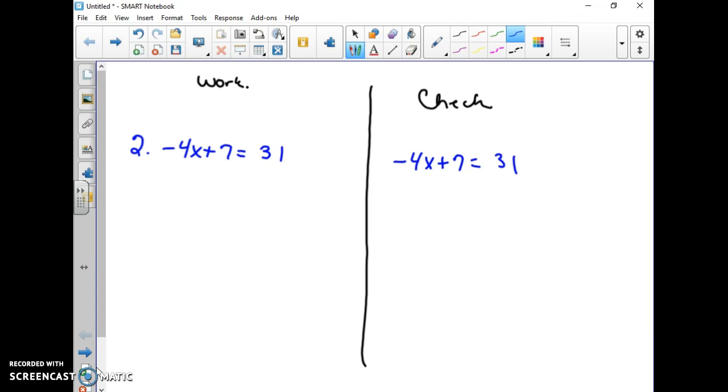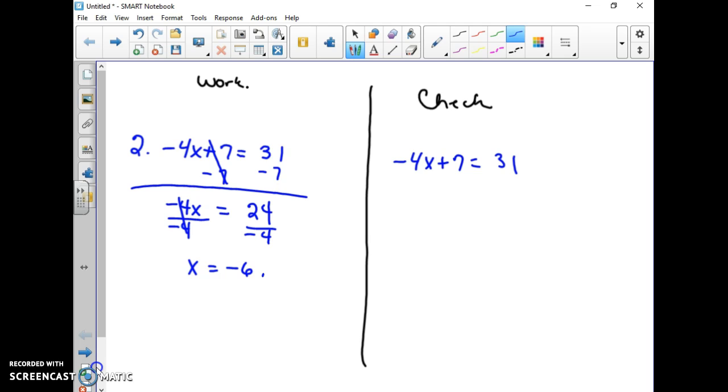So we're going to get rid of the addition and subtraction first. The sign in front of this number is a plus, so we undo that. So it's minus 7. Whatever you do to one side of an equation, you do to the other. Now you bring down the negative 4x. Negative 7 plus negative 7 is 0, and 31 minus 7 is 24. Okay? Now, this says negative 4 times x. Let's undo that by using division. And that's x equals 24 divided by negative 4, which is negative 6.